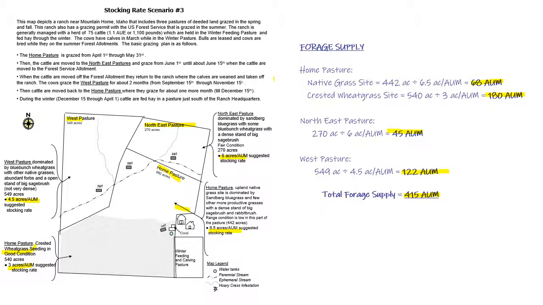How many pounds would that be? Remember how many pounds an AUM is. It's the amount of forage that one animal unit needs for a month. A 1,000-pound animal eats 25 pounds a day times 30 days is 750. So if you take that total forage in pounds, 450 AUMs times 750 is 1,250 pounds of forage.